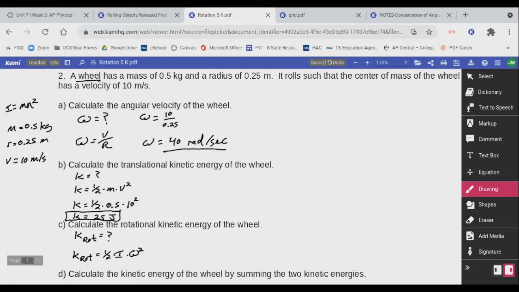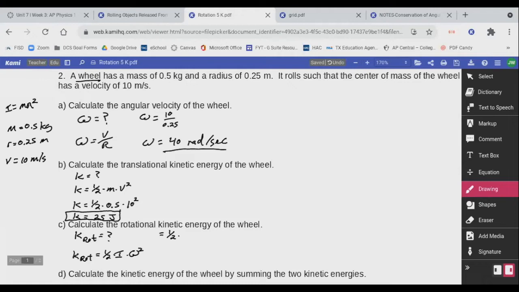For C, calculate the rotational kinetic energy of the wheel. So I'm looking for my rotational kinetic energy, K rot, which is equal to 1/2 times rotational inertia times angular velocity, or omega squared. So that would be equal to 1/2 times I. Didn't we say I was 500? Or no, that was for the previous question. I don't have I yet.